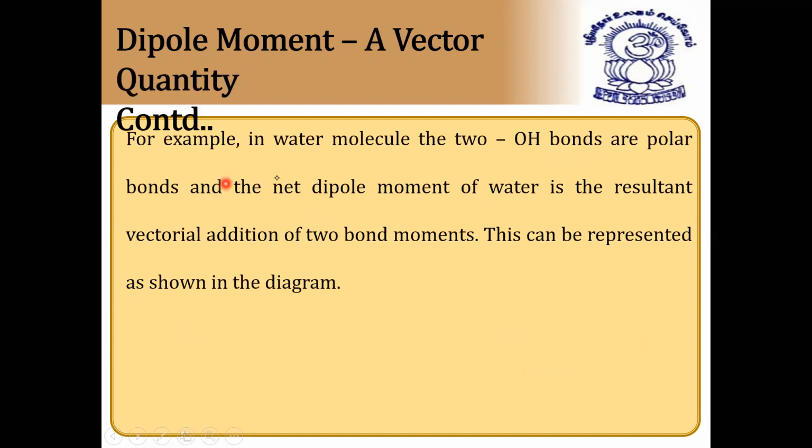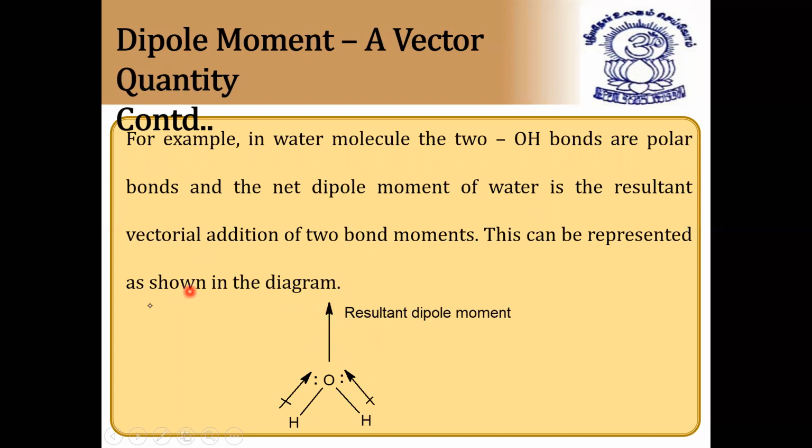For example, let us see the water molecule. We'll have two OH bonds, and OH bonds are polar bonds, because oxygen is more electronegative than hydrogen. So oxygen will pull the shared pair of electrons from hydrogen towards itself. So that's why the dipole moment symbol is like this, and the resultant dipole moment will go like this. So the net dipole moment of water is the resultant vectorial addition of two bond moments. So vectorial addition of this bond moment and this bond moment, and here this is called the resultant dipole moment.